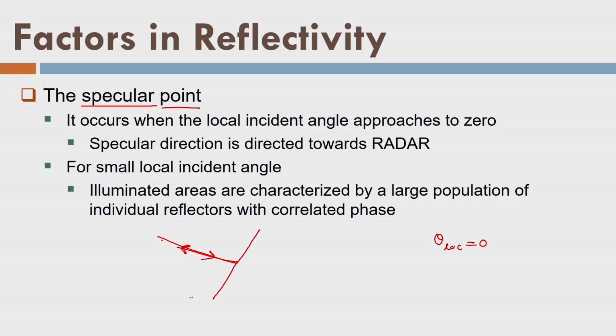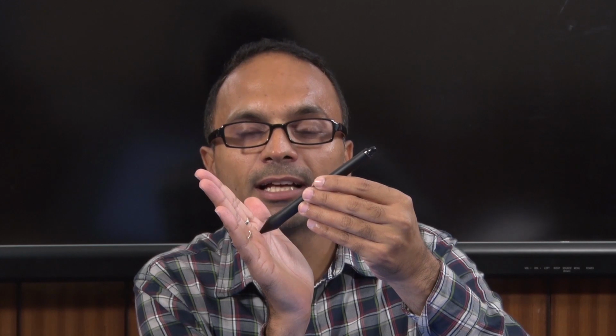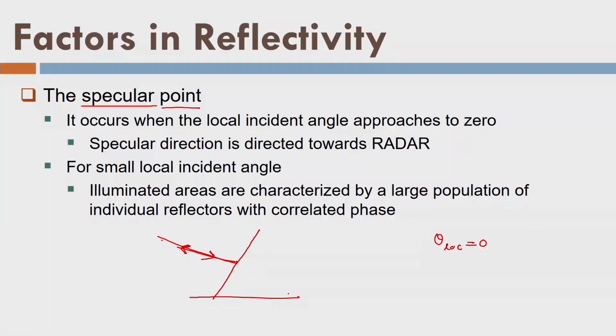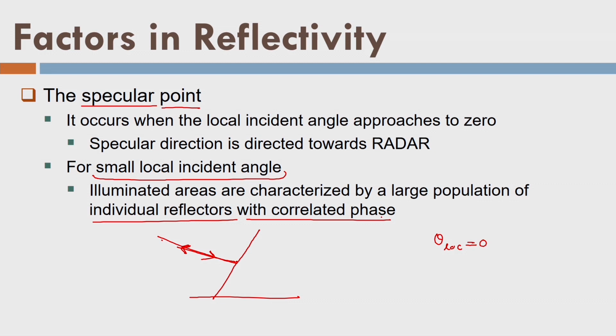So, it depends on the combination of the incoming radiation and the surface slope. When the line of sight of the radar signal is perfectly normal to the local slope, what will happen? It will be reflected back, this surface will appear as a smooth surface, and the backscatter will be very high, and it creates the specular point. In case of small local incidence angle, I get high reflectivity because I get high backscatter, and that is the effect of the specular point.